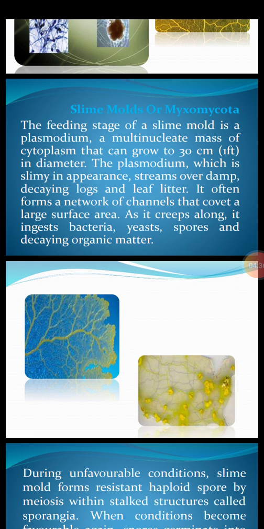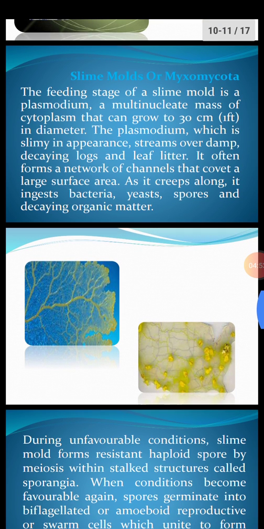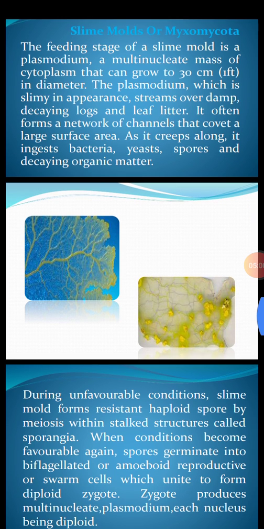There is also a term leaf litter. When the leaves become dead, they form a layer on the soil. It is called leaf litter. It often forms a network of channels that cover a large surface area. As it creeps along it takes in many food particles like bacteria, yeast, spores, and decaying organic matter. Image of slime mold is shown.